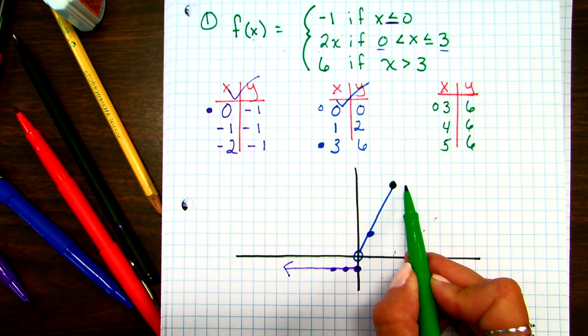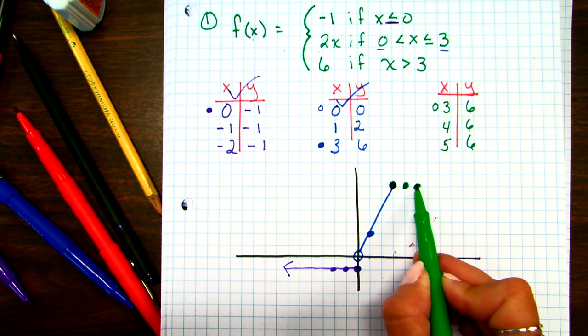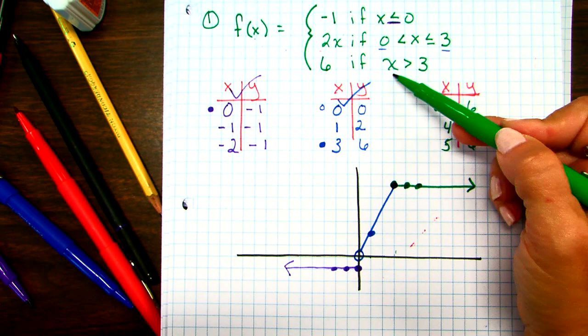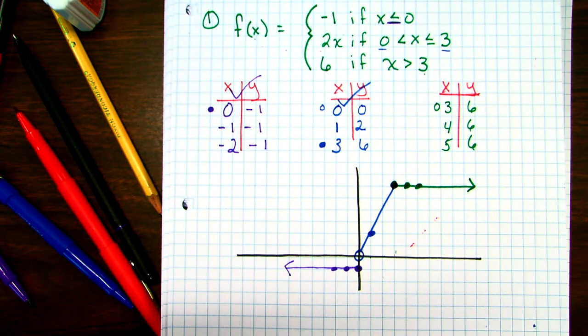And then 4, 6, and 5, 6, and it can keep going greater to the right. X is greater than 3. They look funny, but that's it. Yes? Okay.